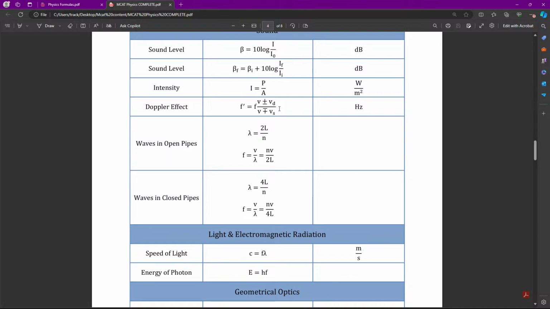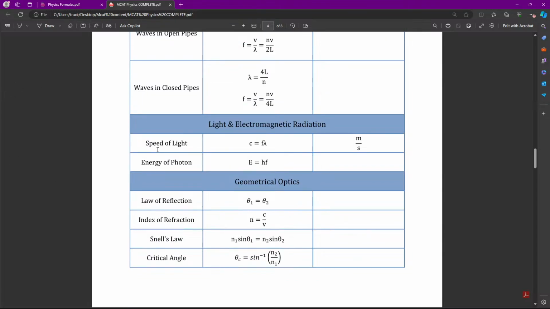Frequency coming towards you is equal to frequency times v plus or minus v of the distance divided by v plus or minus v of sound in the air. Waves in open pipes, wavelength equals 2L over n, which means frequency equals nv divided by 2L. Wavelength in closed pipes is 4L over n. That's not true. One end can be closed and one can be open. If they're both closed, it still acts as an open.